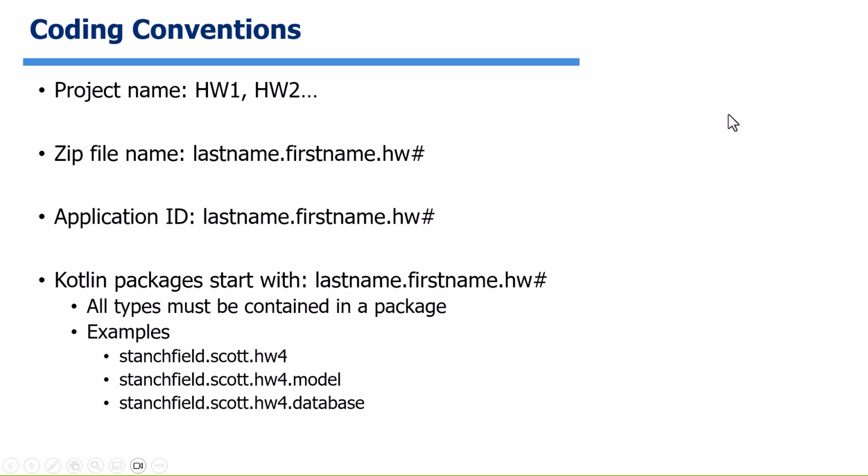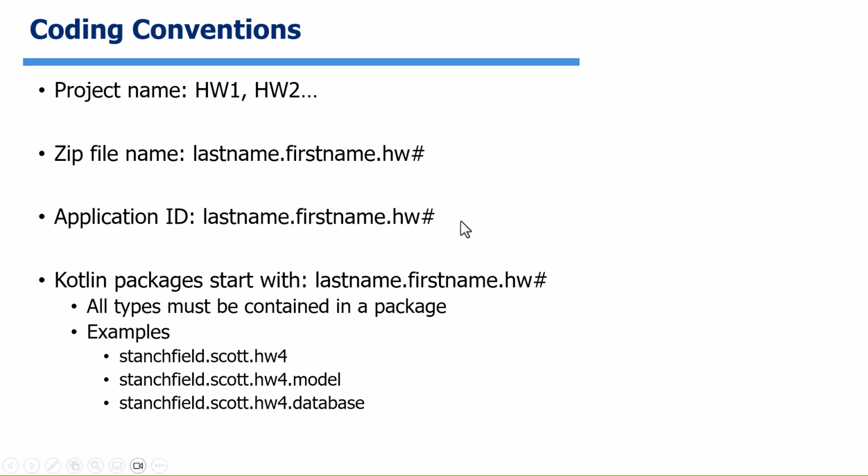For your project names, HW1, HW2, HW3, and so on. So that's the project you're going to be creating in Android Studio. The zip file, once you're actually done and you're collecting all your code in that project directory, you're going to name it your last name, firstname, hw1, hw2, and so on, all lowercase.